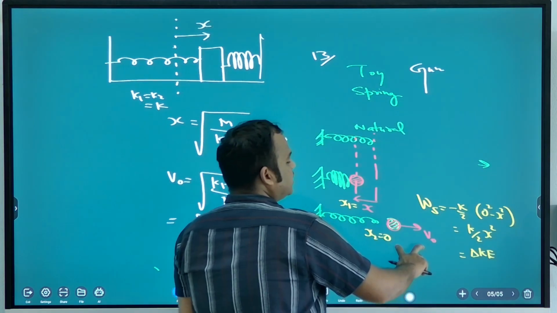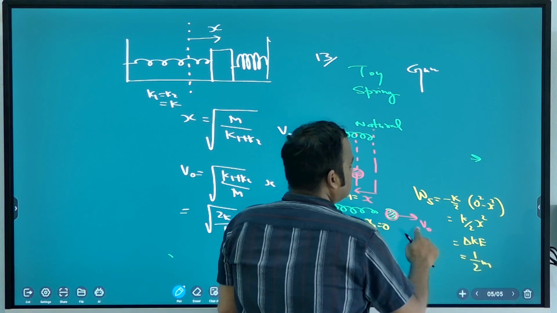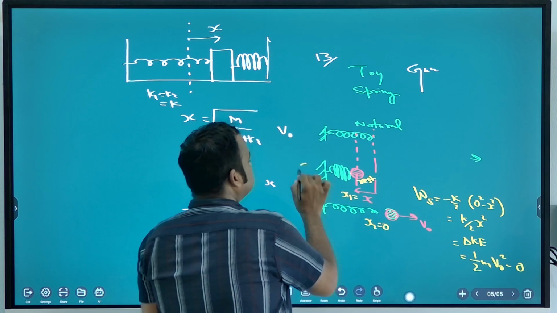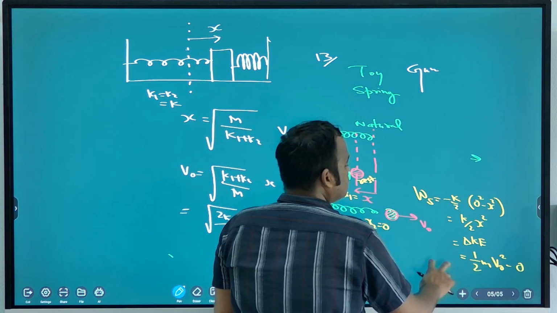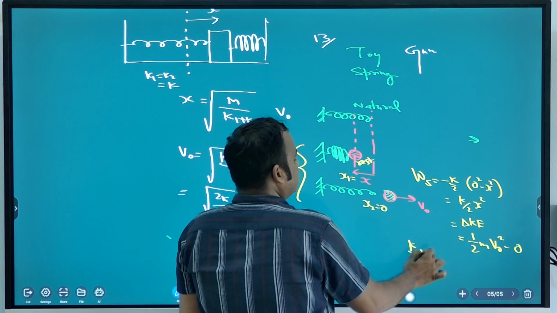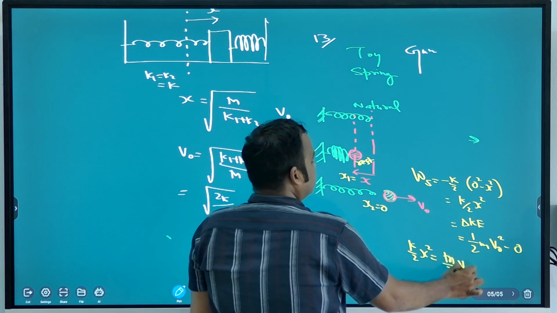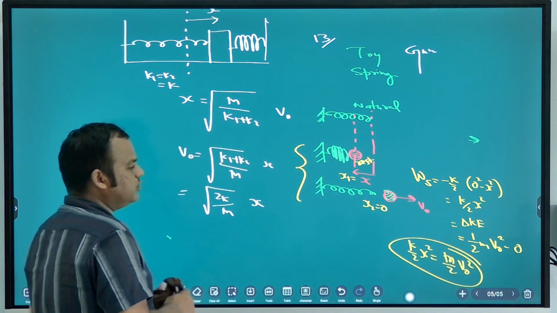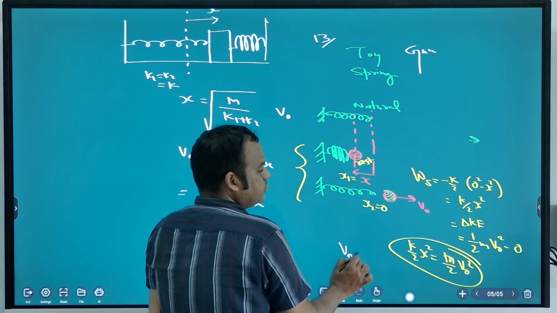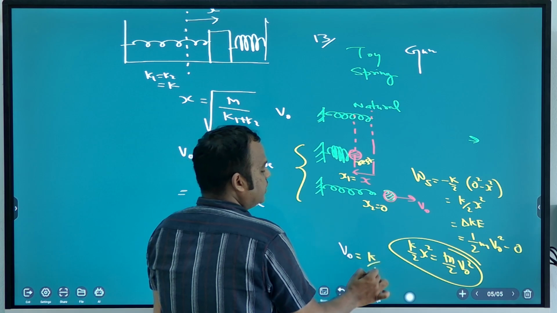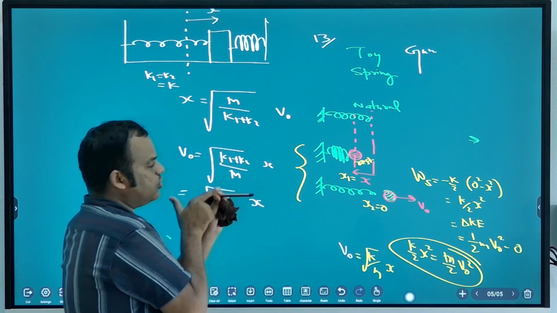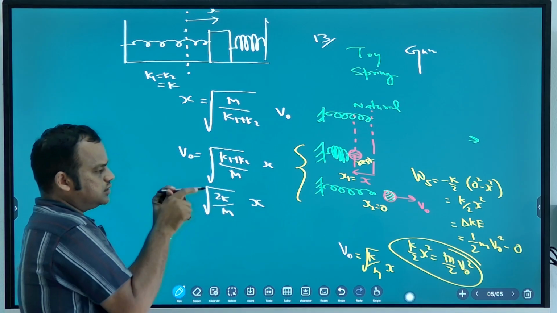So what is the final kinetic energy? Half m v naught square. What is the initial kinetic energy? 0. So then you can find v naught. k by 2 x square is equal to m by 2 v naught square. Correct? So v naught is equal to square root of k by m into x. But this is when you keep the gun horizontally.